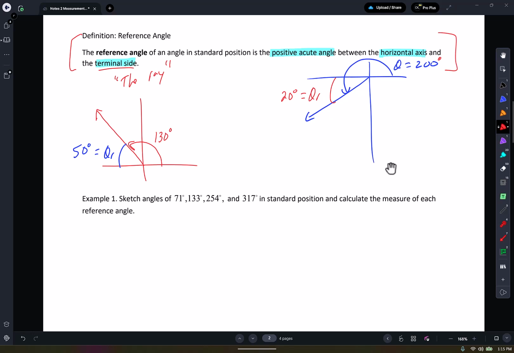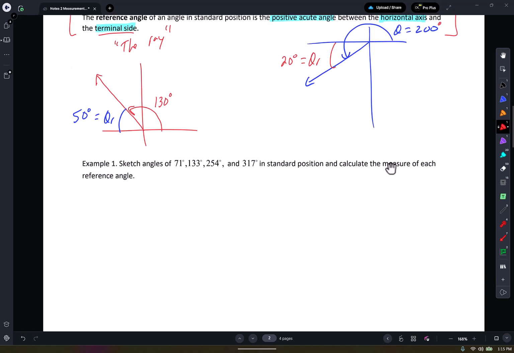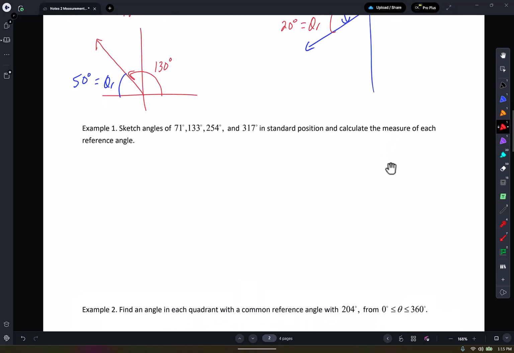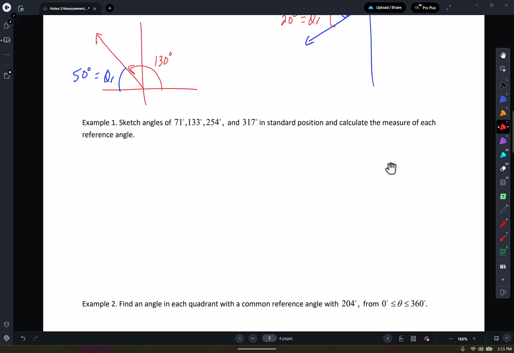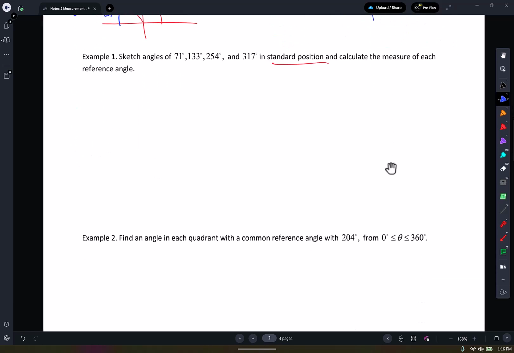Are we okay so far, guys? Okay, so check this out. We're going to go slow, and hopefully we'll see some patterns. You guys ready? So it says sketch angles of 71, 133, 254, and 317 in standard position. That just means to do it and calculate the measure of each reference angle. So standard position just means normal, from the origin.